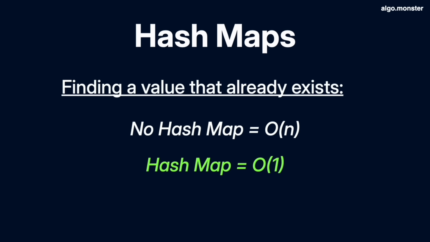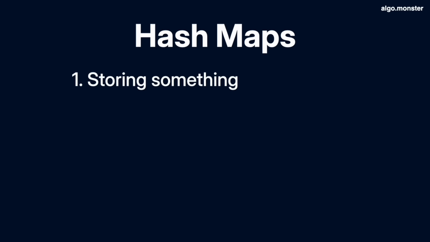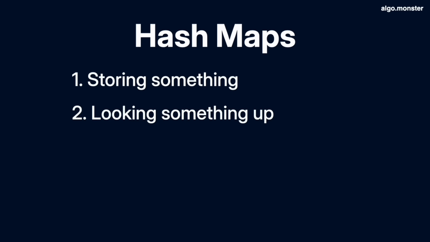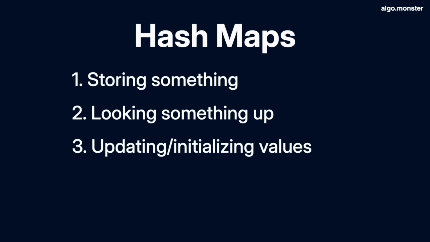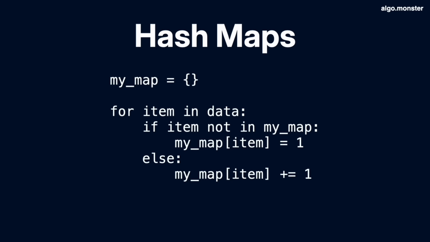Now, let's take a second to look at how hash maps actually look in code. The syntax might vary by language, but the pattern stays the same. You're essentially doing three things. First, you're storing something. Then, you're looking something up. And optionally, you might update or initialize more values as you go. Here's a basic sketch of the code structure you'll use again and again.